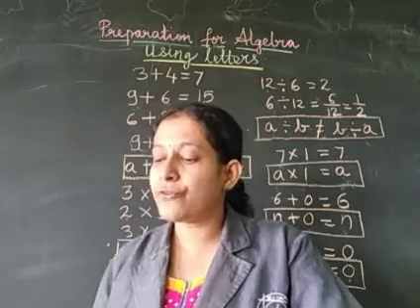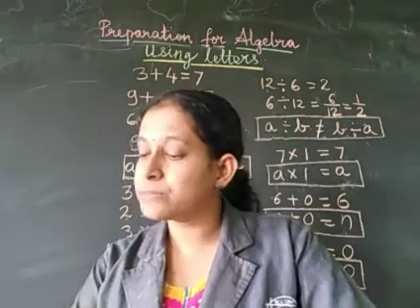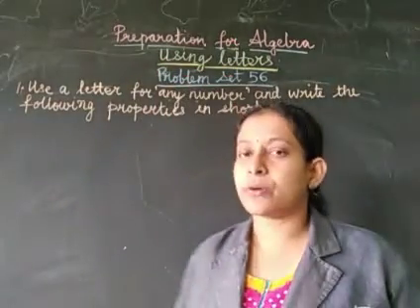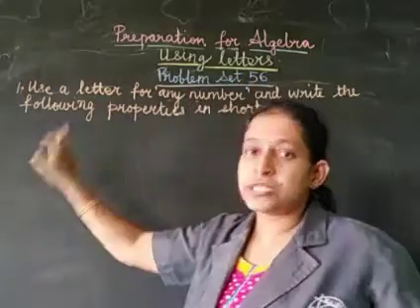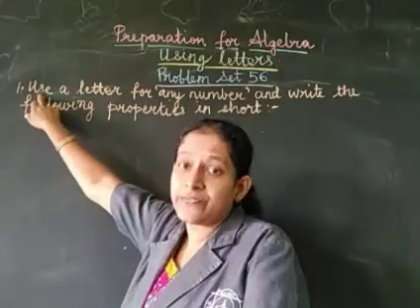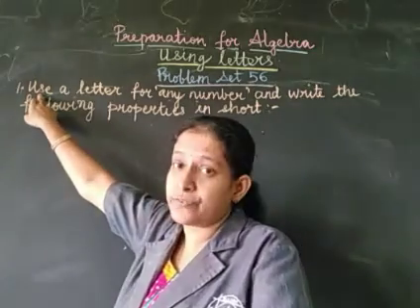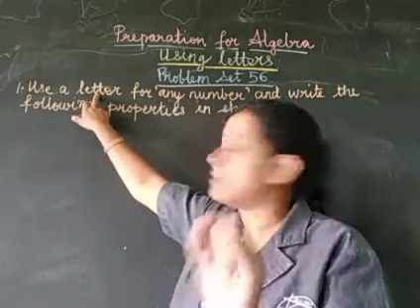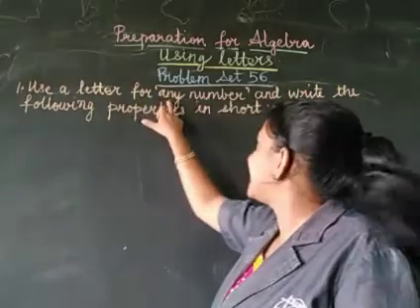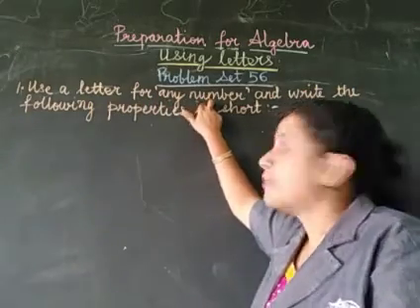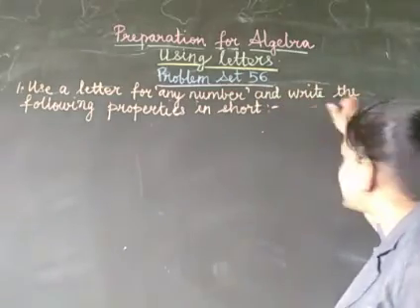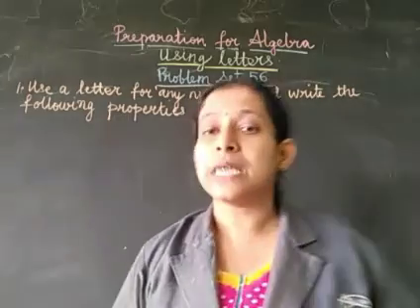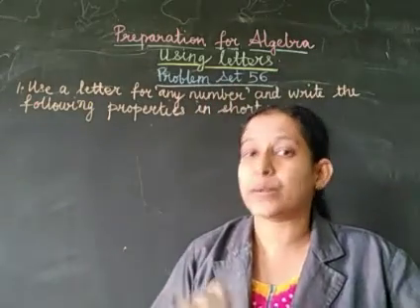Fine. Now let us go for problem set number 56. Now let's solve problem set number 56. First question. Please read carefully and try to understand when you are solving. Use a letter for any number and write the following properties in short. So you have to use a letter for any number according to the question which is asked.